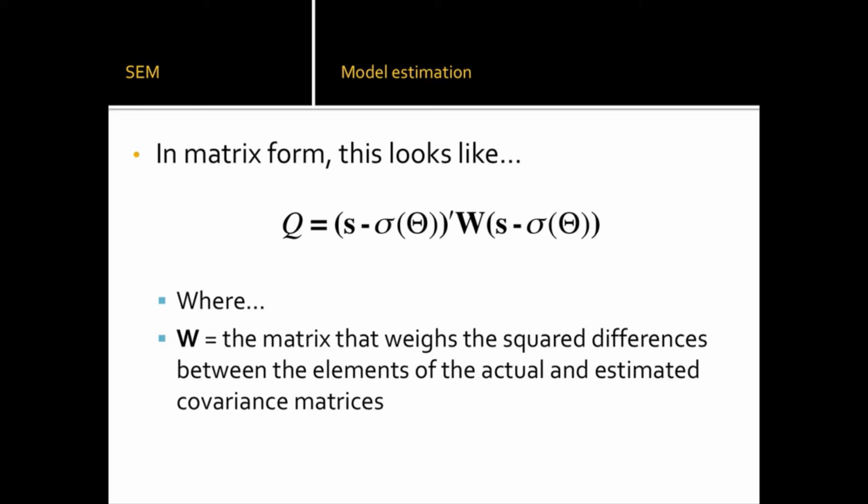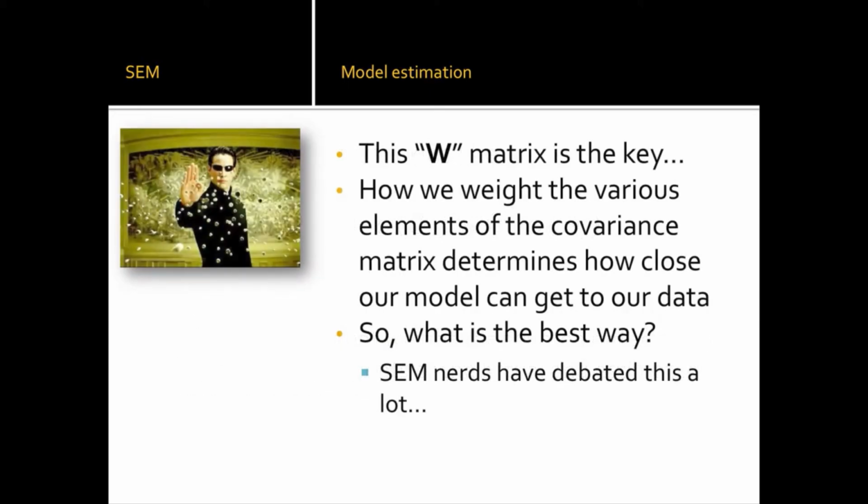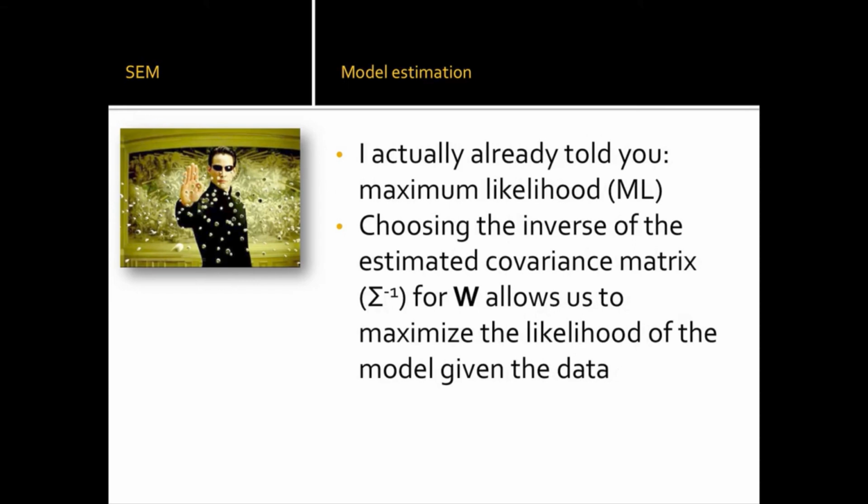And so then, I mentioned this has been debated a lot over the years, the choice of this W matrix. And so maximum likelihood is the choice typically. And so what we're doing here is we're choosing a matrix W that allows us to, again, make our model look as close as it can to the data.